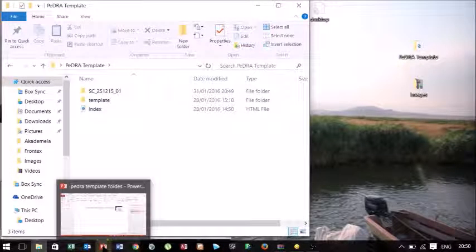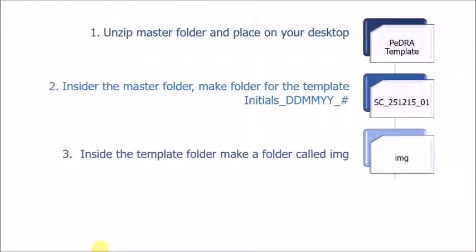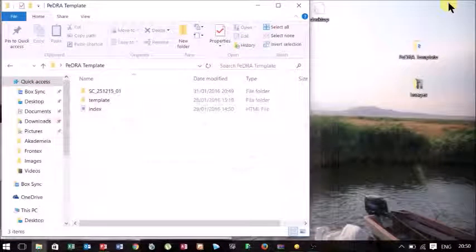Those are the 3 steps that we had on our original slide. We created the folder with the naming convention. We went inside this folder and created another folder called image, and then we dragged and dropped our images inside to the IMG folder. Okay, so we followed those 3 steps. Now we're ready to fill in the template.